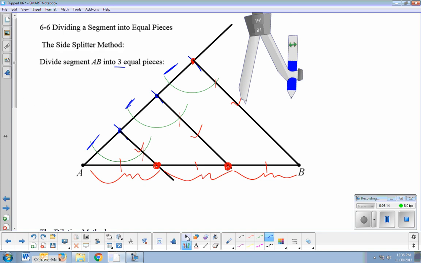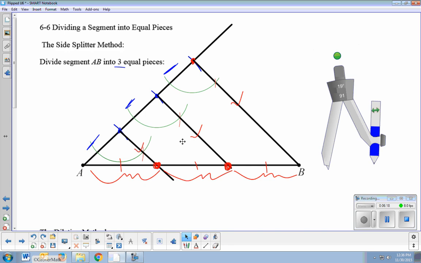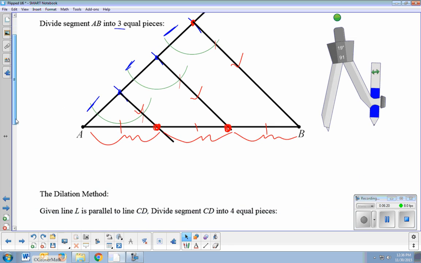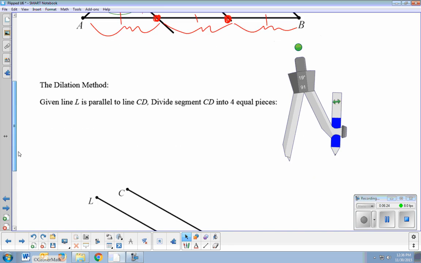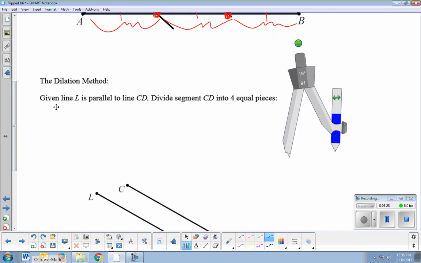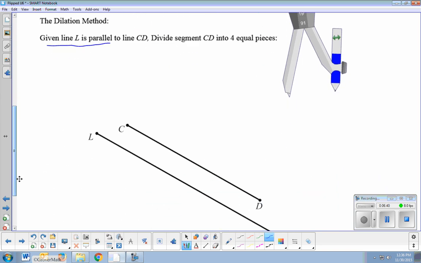It's probably one of the more advanced constructions we have all year, so it's going to take a little bit of practice to do. We'll practice that a few times. The dilation method is definitely much easier, but the problem is you have to be given a parallel line. Now, like I said earlier in the video, I could create a parallel line here and then do this, but if I'm creating one parallel line, I might as well create all of them and just do this. But this is much easier to do.